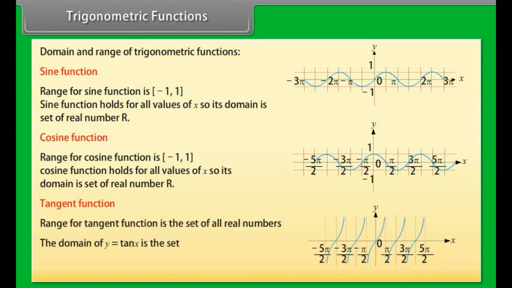The domain of y equal to tan x is the set {x belongs to real numbers: x not equal to (2n plus 1) pi by 2, where n is any integer}.